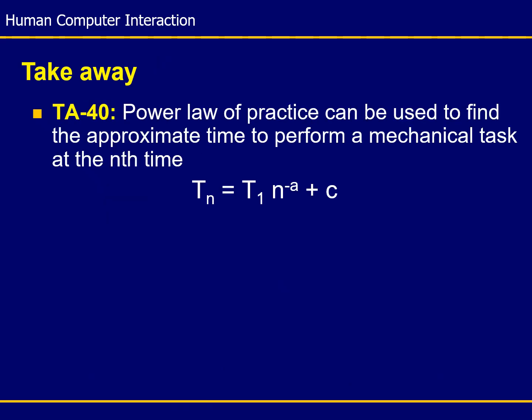So here is my takeaway. The power law of practice can be used to find the approximate time to perform a mechanical task at the nth time. Okay, it has to be mechanical. Remember that.